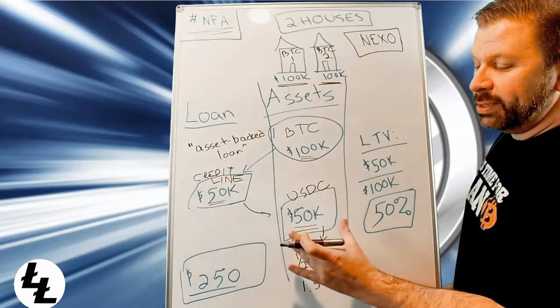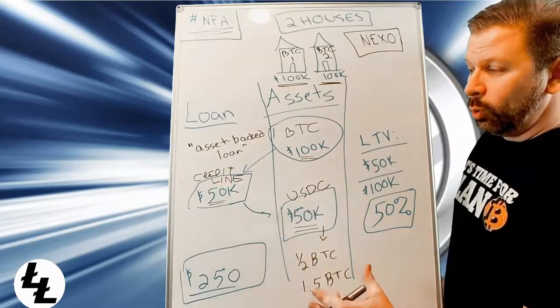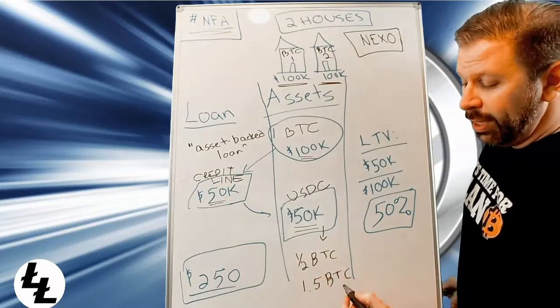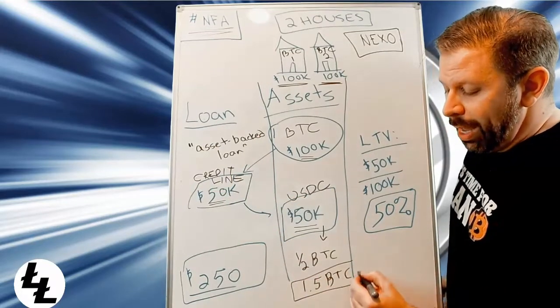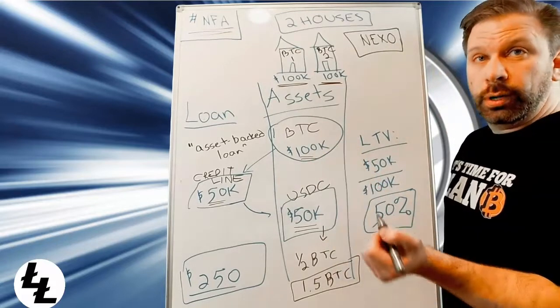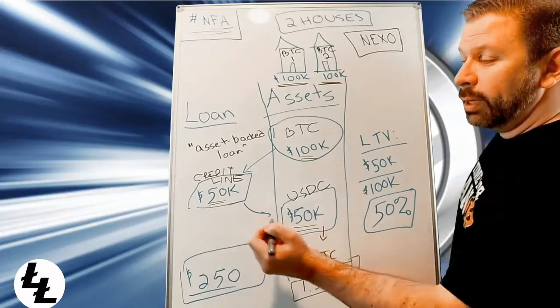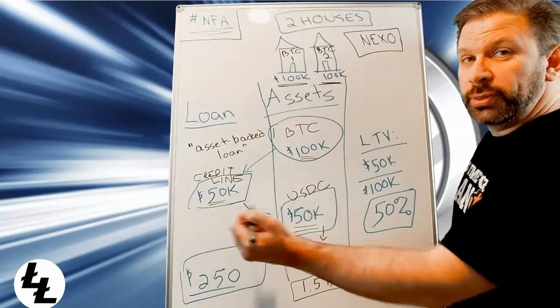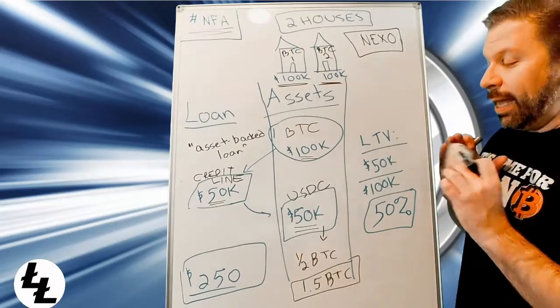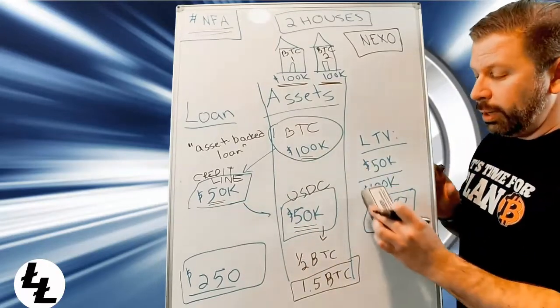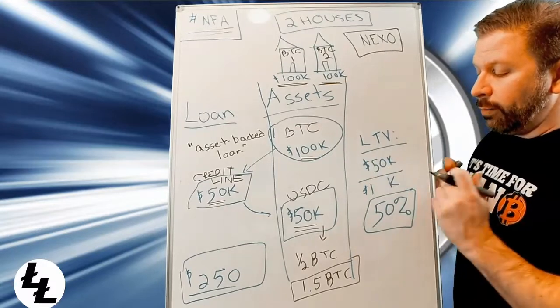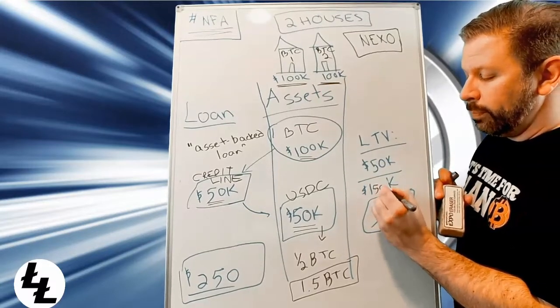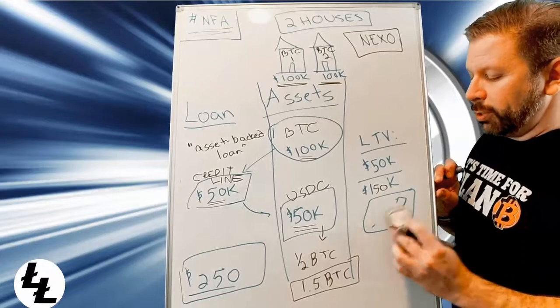I get USDC. I can then buy the Bitcoin with that USDC, so that at the end of the day, I wind up with 1.5 Bitcoin instead of 1. My loan is a half of a Bitcoin, or 50,000. So my loan to value is now, instead of 50 over 100, is now 50 over 150. And it drops to 33%.